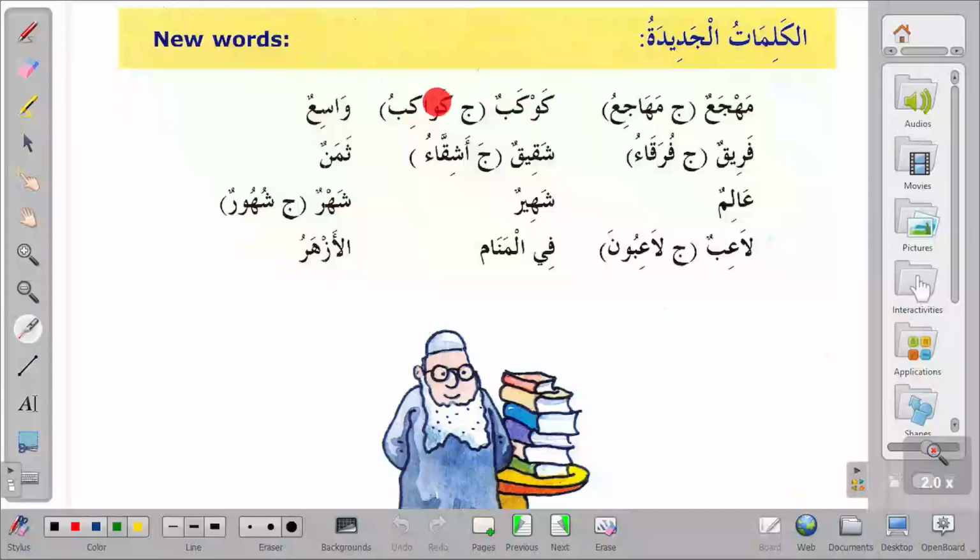So Yusuf alayhi salatu wasalam, he saw this one, right? We talked about it in the previous lesson. So kawkabun, a star, bright stars or planets. Wasi'un, wide. When something is wide, we call it wasi'un. So for example, you can see the classroom is very wide. Al-faslu wasi'un. So fariqun. Fariqun could mean a team, or a group. It comes a lot in the Quran.